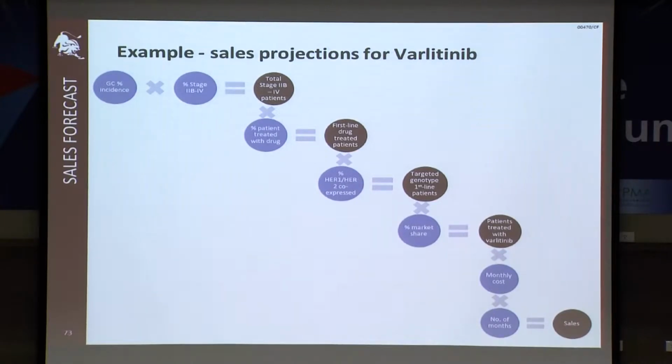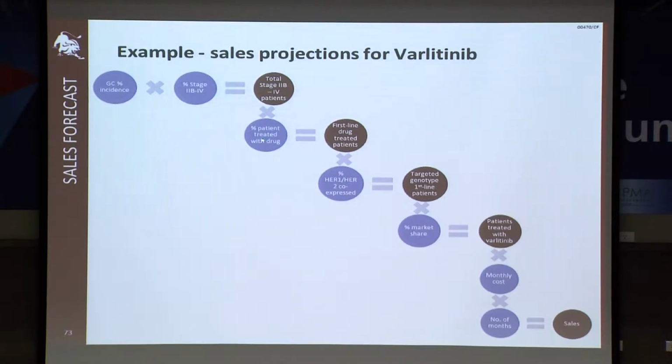So this is just an example of how we do projections for valetinib, our lead drug. So in this case, this is for gastric cancer. And to take you through it very quickly, we look at gastric cancer patients' incidence percentages. We're targeting stage 2B to 4 patients. So the brown box is the conclusion. This gives us a total of stage 2B to 4 patients.